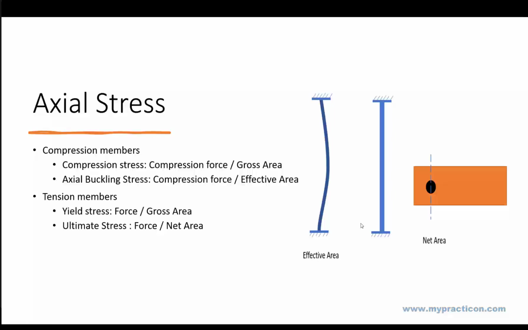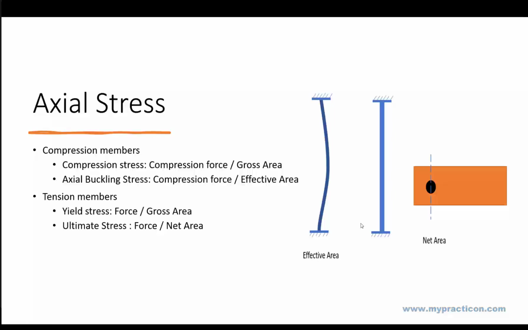Now, come to the tension members. In the tension members, yield stress is nothing but the tensile force divided by the gross area of the section, and the ultimate stress, or failure stress or tear out stress, is force divided by the net area. That means the net area, for example in steel structures, where the member is connected by welding, bolting, or riveting, the connecting part will be taken into consideration to calculate the net area.